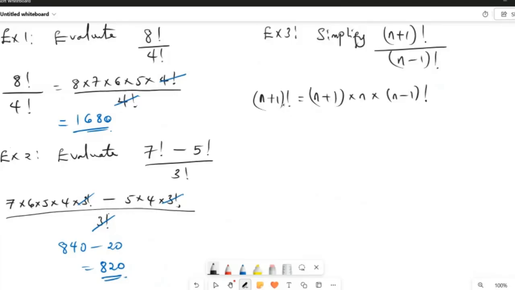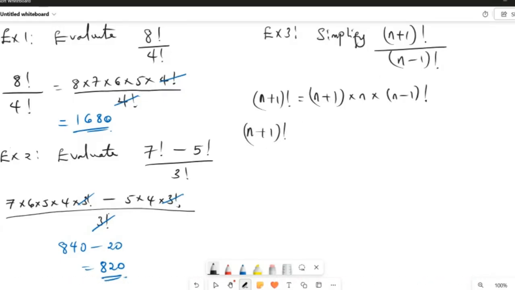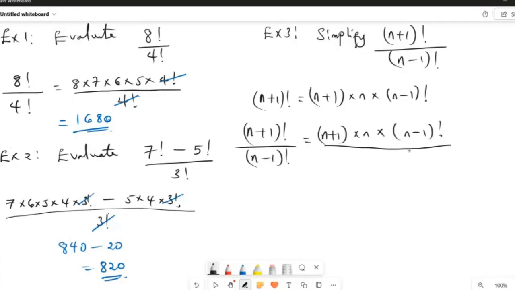Remember that the rule of factorial is that you will keep multiplying until you get to your desired factorial, or you get to the end of the natural numbers, or the beginning of natural numbers, which is 1. Do you understand? So that is it. It means our question now, which is n plus 1 factorial divided by n minus 1 factorial, factorial, then divided by what's now? It's going to be all divided by n minus 1 factorial.